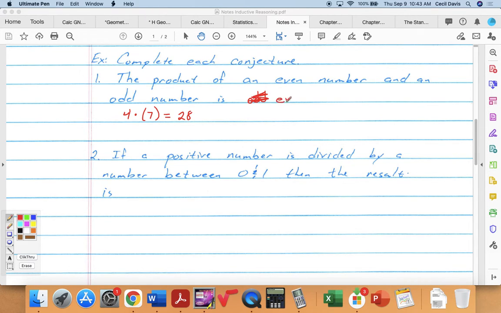Would that only work if you're adding? If you add an even number and an odd number, yes, you will get an odd. What happens if you take the sum of 2 evens? They're even. And what if you take the sum of 2 odds? Even. It's even.